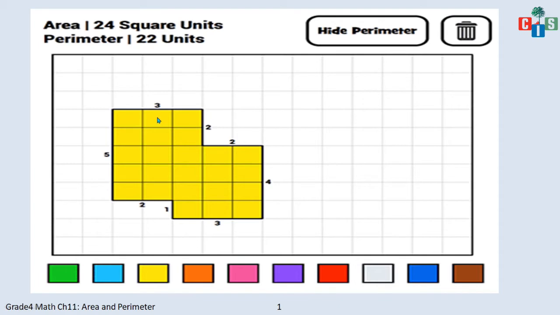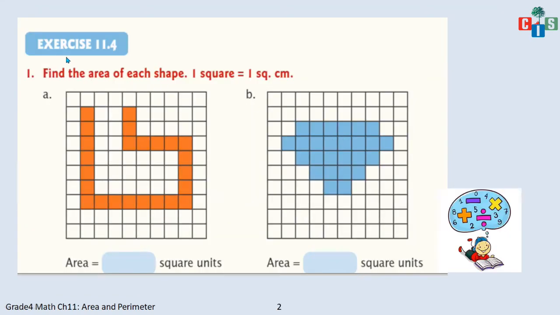So let's calculate the squares inside the figure. 1, 2, 3, 4, 5, 6, 7, 8, 9, 10, 11, 12, 13, 14, 15, 16, 17, 18, 19, 20, 21, 22, 23, 24. So it's having 24 square units. Now, I hope you remember that the measuring units are different for area and perimeter. For perimeter, you have simple units and for the area, you have square units. This is the regular figure.